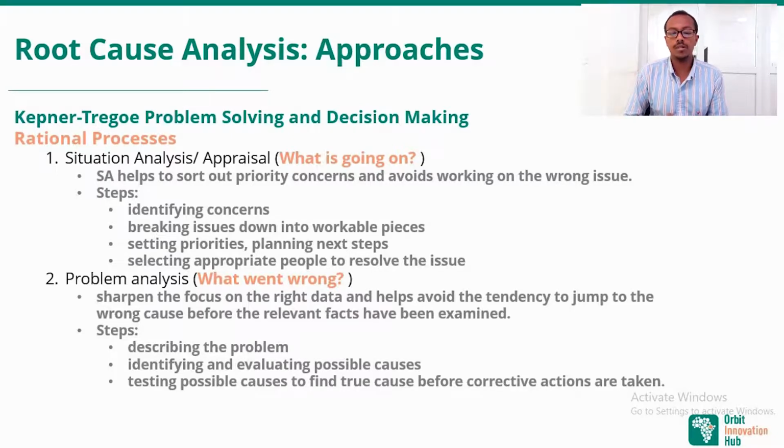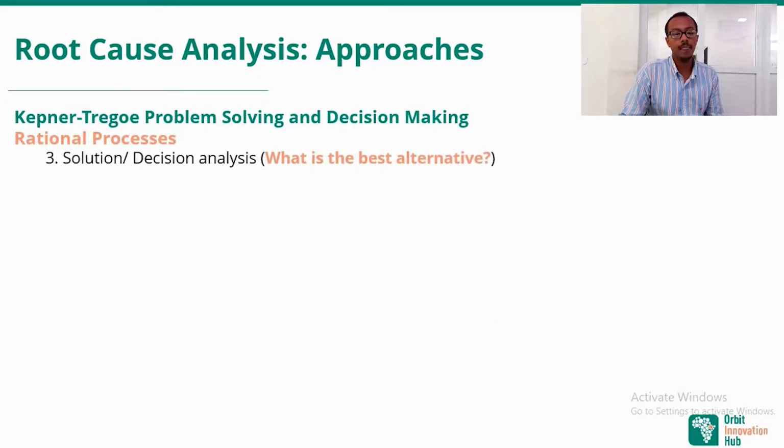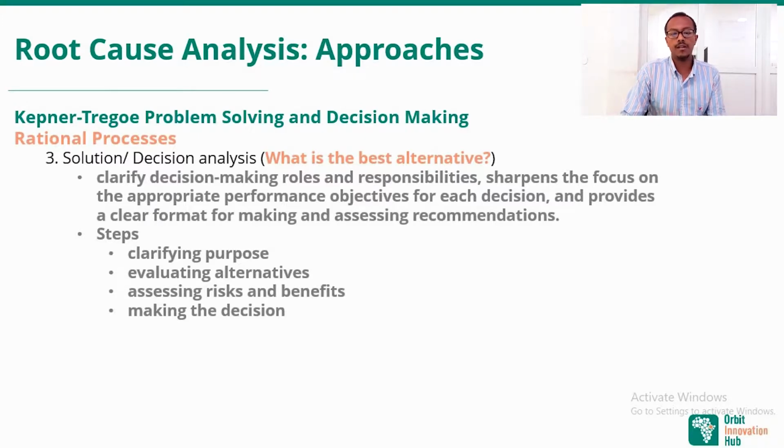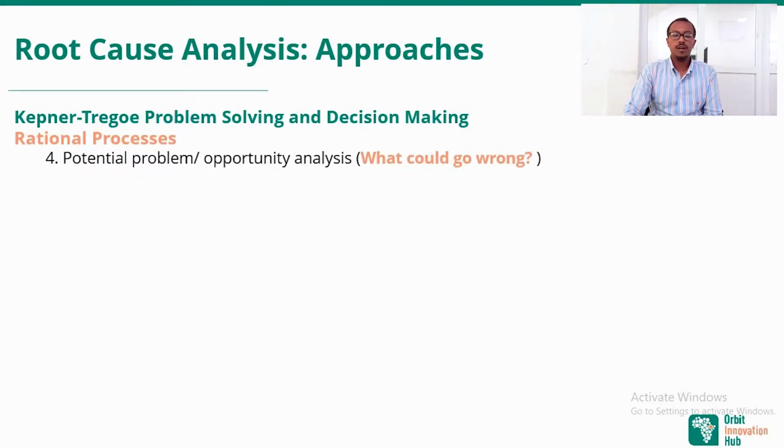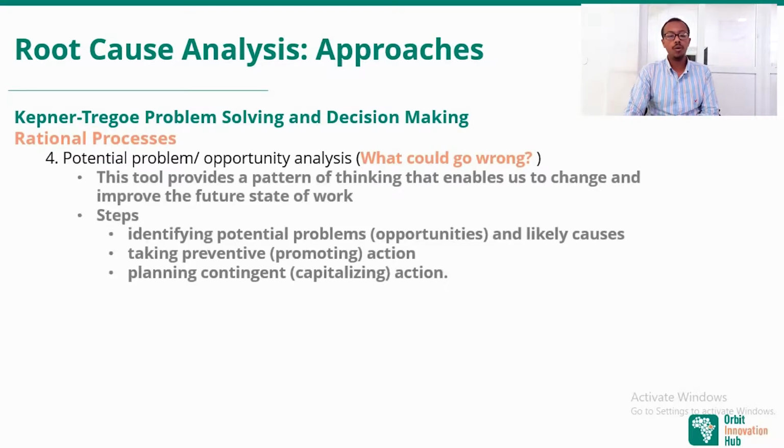The steps that we can use are describing the problem, identifying and evaluating possible causes, and testing possible causes to find the true causes before corrective actions can be taken. Decision analysis answers the question, what is the best alternative? It helps clarify decision-making roles and responsibilities, sharpens the focus on appropriate performance objectives for each decision, and provides a clear format for making assessments and recommendations. Some of the steps that we can use are clarifying the purpose, evaluating alternatives, assessing the risks and benefits, and making a decision.